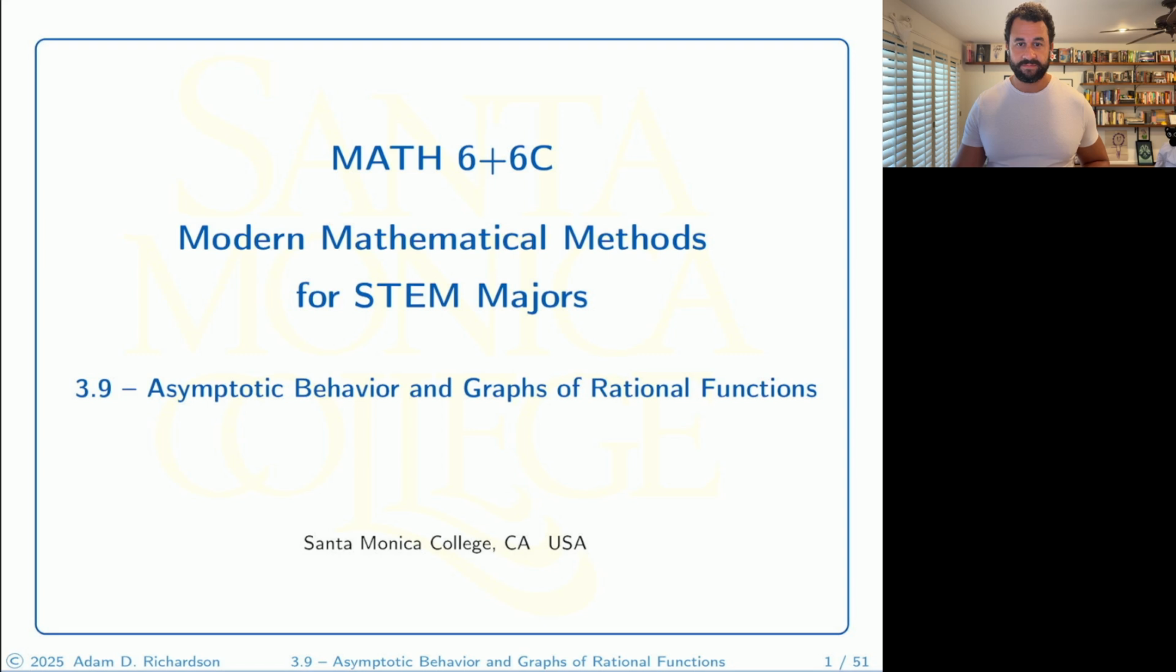We're going to put together everything we've learned earlier in the chapter and even some techniques that we learned earlier on in the course. It's all going to come together in a very beautiful way to give us a complete analysis of rational functions and their graphs. Also going to introduce some cool concepts that you may not have heard of before. Let me get the slides up and let's get going.